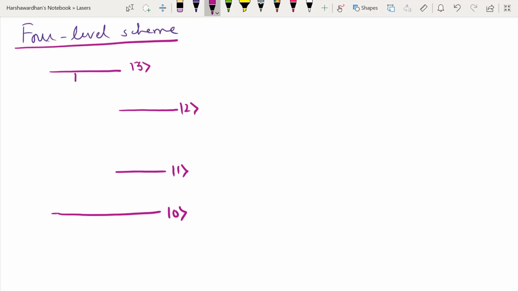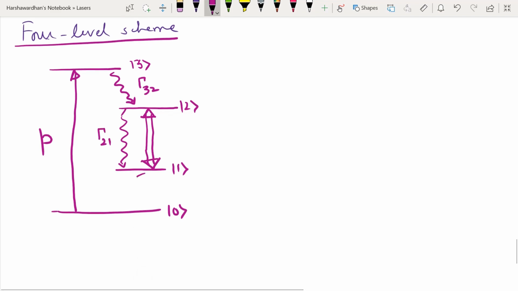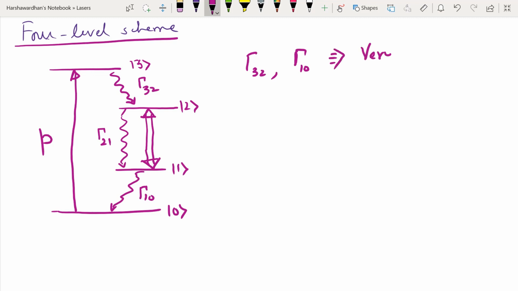And what I'm doing is putting the pumping all the way from level 0 to level 3, and this is my pump rate. There is a fast decay rate gamma 32 between the excited state 3 and the lasing transition excited state 2. My lasing transition indeed is 2 to 1. We'll stick to that. There will be a decay here which is gamma 21, and there is another decay within the lower states, and this is given as gamma 10. So I'm looking at a situation where gamma 32 and gamma 10 are extremely fast, right? So they are the dominant rates.